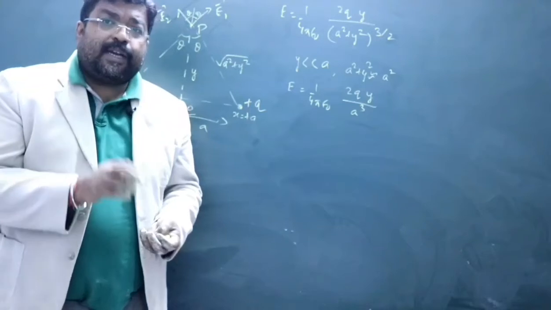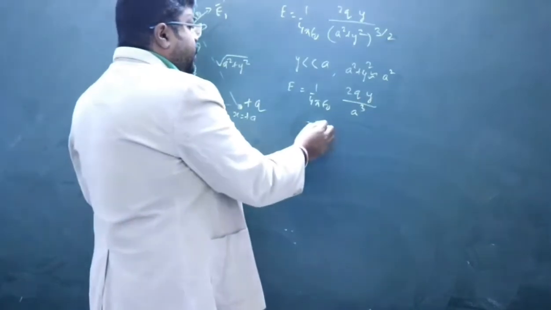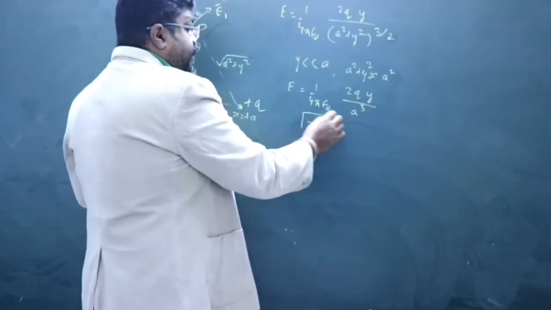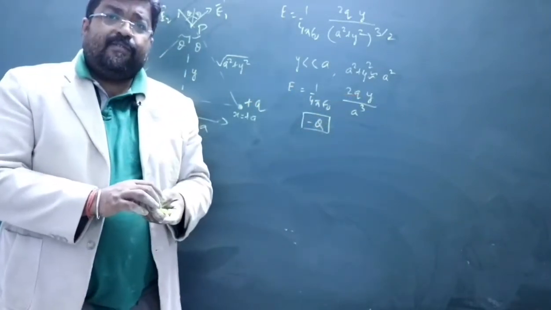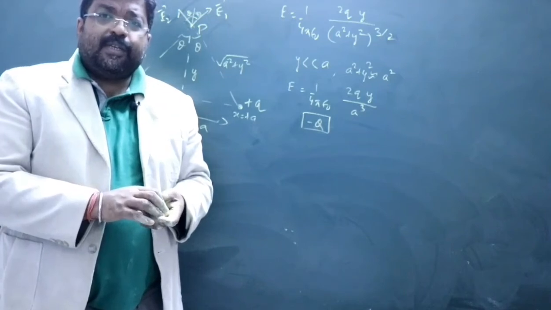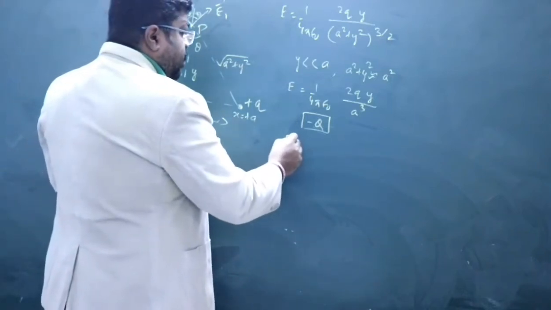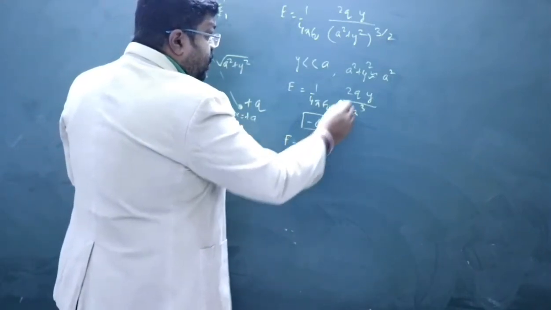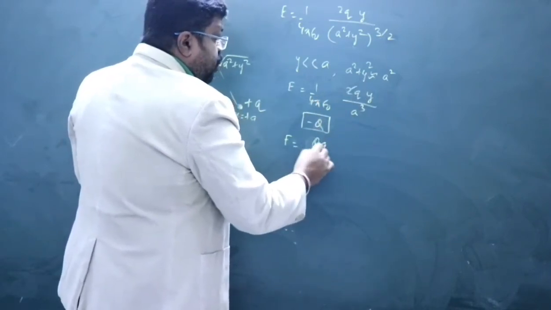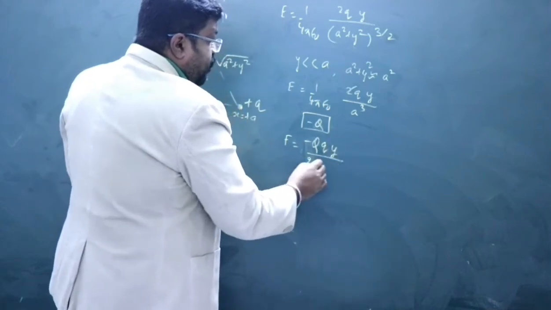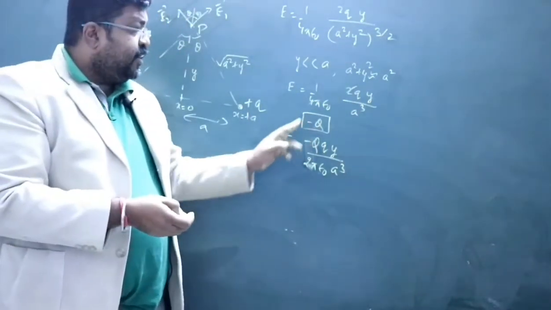Now suppose at this particular position, at this value of y, a negative charge minus q is placed. If at this location of y a negative charge is placed, it is going to experience an attractive force, isn't it? So what will be the force? Force will be 1 by 4 pi epsilon naught. Now let us cancel this 2. So this becomes q into minus qy divided by twice pi epsilon naught a cube. So this is the force on the negative charge.